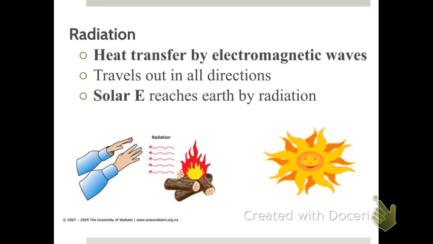So we do not get our energy through conduction from the sun, because that would mean that the sun was directly touching the earth. And if that happened, that would be very, very, very bad. Instead, we have the energy from the sun transferring to us through electromagnetic waves.